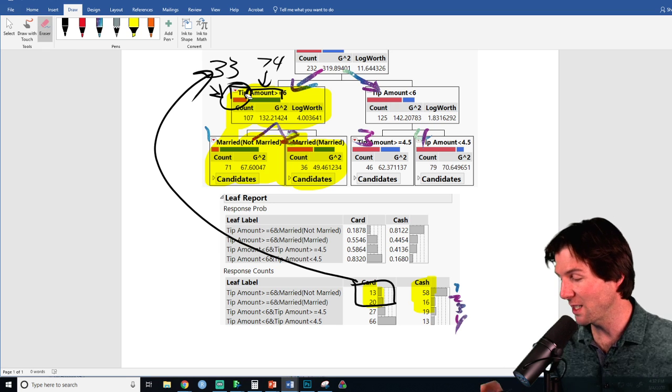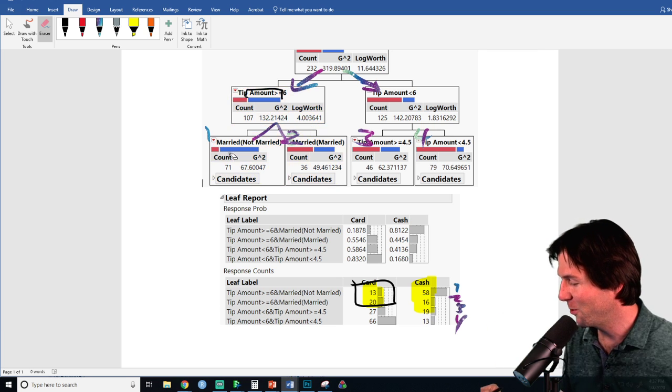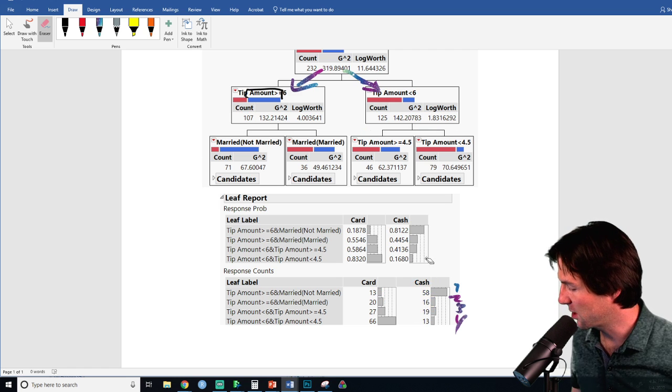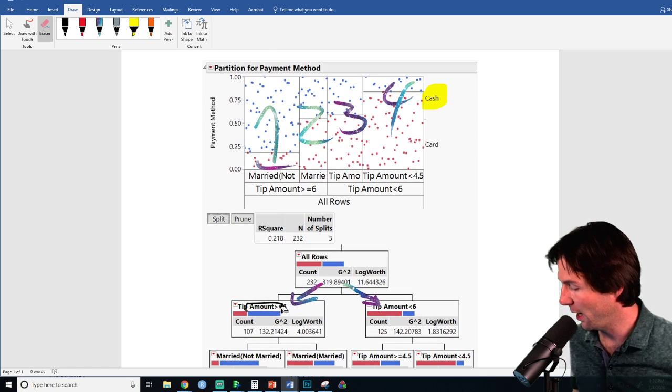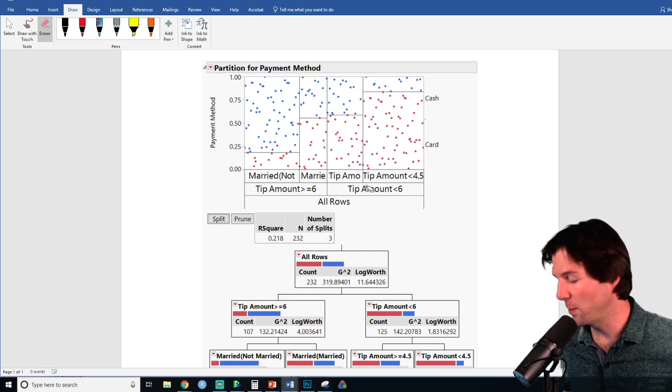But once again, I'm going to go back to analyzing this first split right here, which I'm sure everyone's like, and tell me about that first split. What's going on with that first split? Well, in the first split right here, we see that it splits on how much people tip.